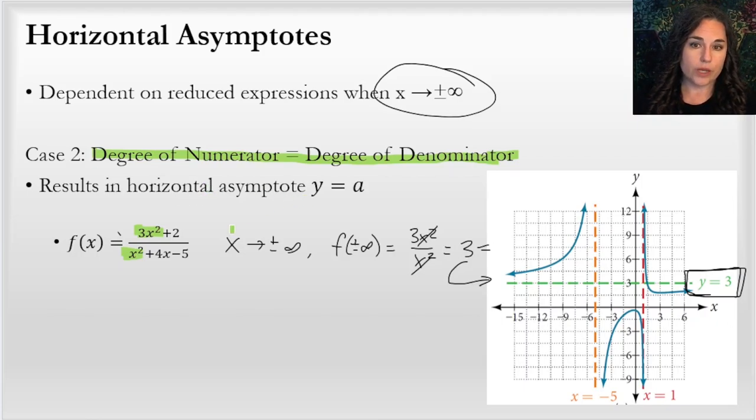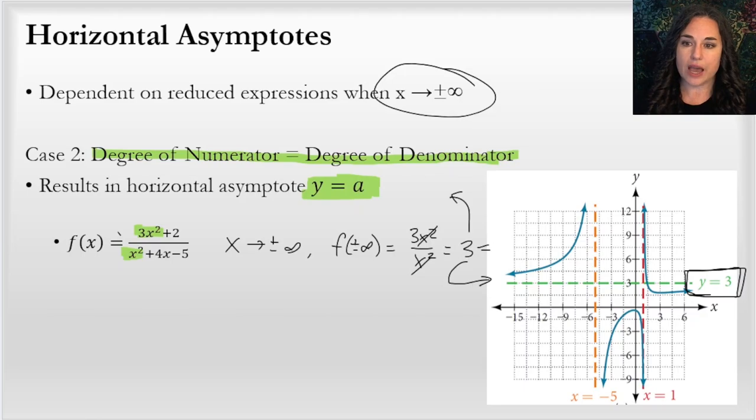We can see when we have equal degree in the numerator and denominator, we're going to get y equals a constant, which is the overall leading term value, all right, 3.